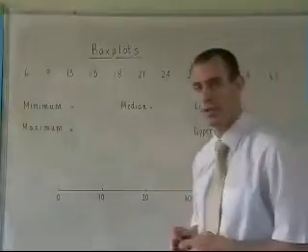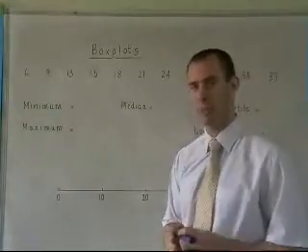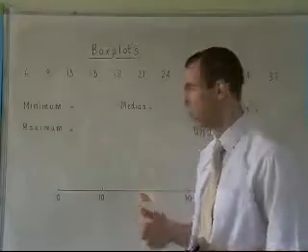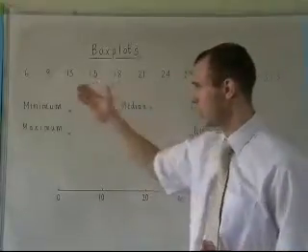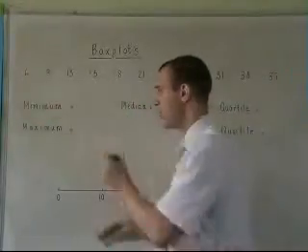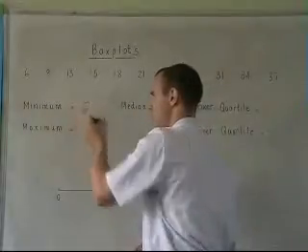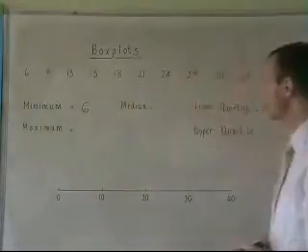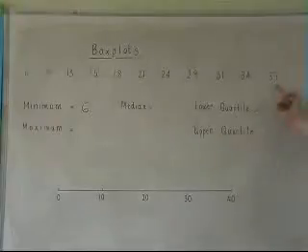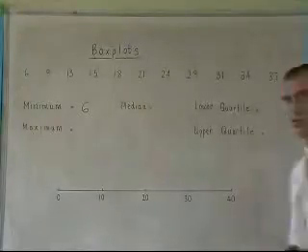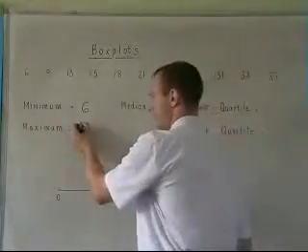To do that, first of all, we can write down the minimum and maximum by looking at the data. The minimum score, in this case, is 6, the lowest score. We look at the maximum score, we have 37, so we'll write down 37.